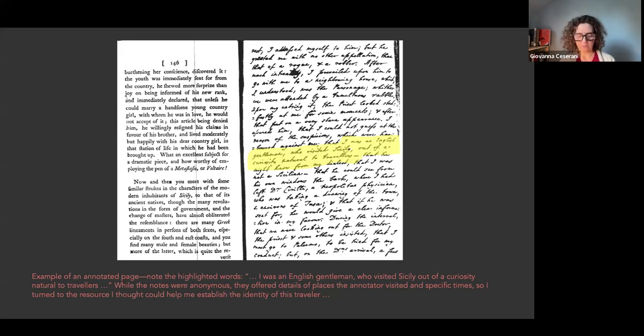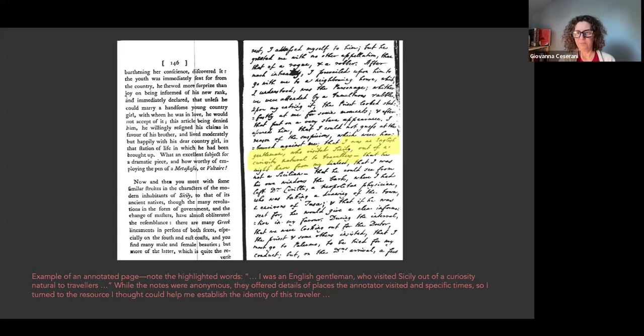But I also want to underline what happened next for me after I discovered this exciting manuscript, because my first question was, who was this traveler? Who was the author of these annotations? And I had a lot of data, meaning I had specific dates and places that were given in this account. I knew exactly the time, the day, and when this traveler ascended Mount Etna, but I had no signature.